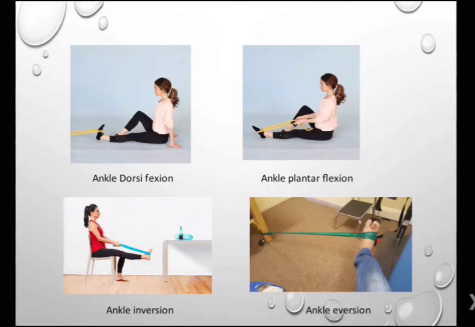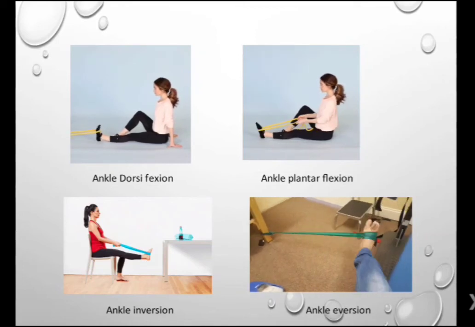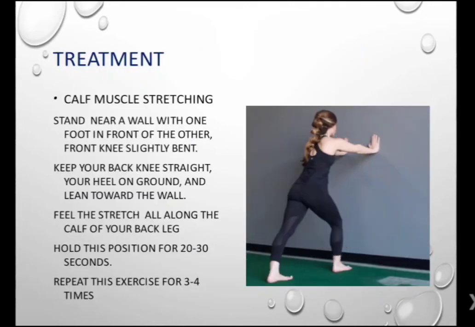And the last exercise is ankle eversion. For this exercise, sit in a chair, loop the band around your foot, keep your leg in a straight position, and slowly push your affected foot outwards against the band and away from the other foot without rotating your leg, and repeat it 10 times. Next is calf muscle stretching.